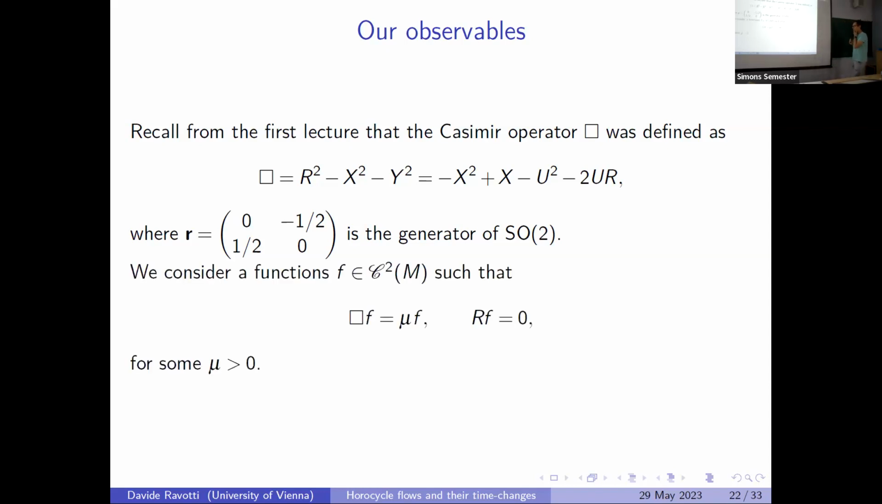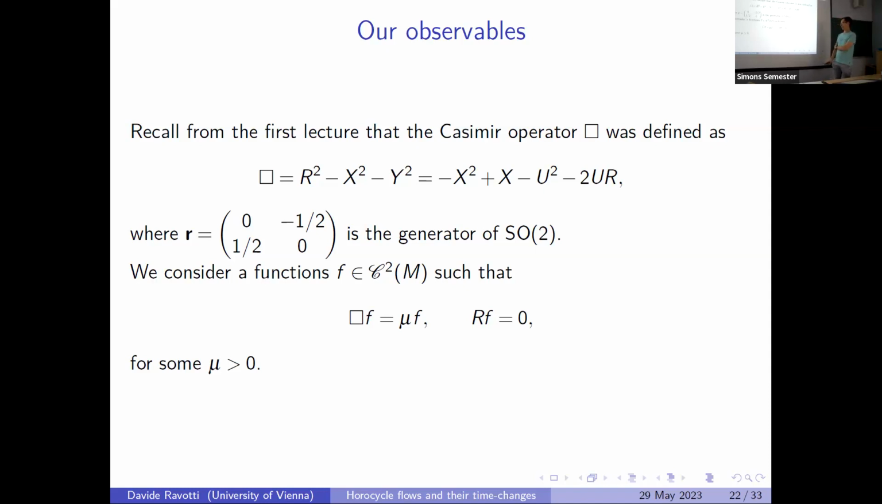Okay, so what I want to do is look at C2 functions that again are eigenfunctions of the Casimir operator. And this time I also want a C2 function that is invariant by the rotation subgroup, so that if I take the derivative of f in the direction r, I get 0. And let me take some positive eigenvalues.